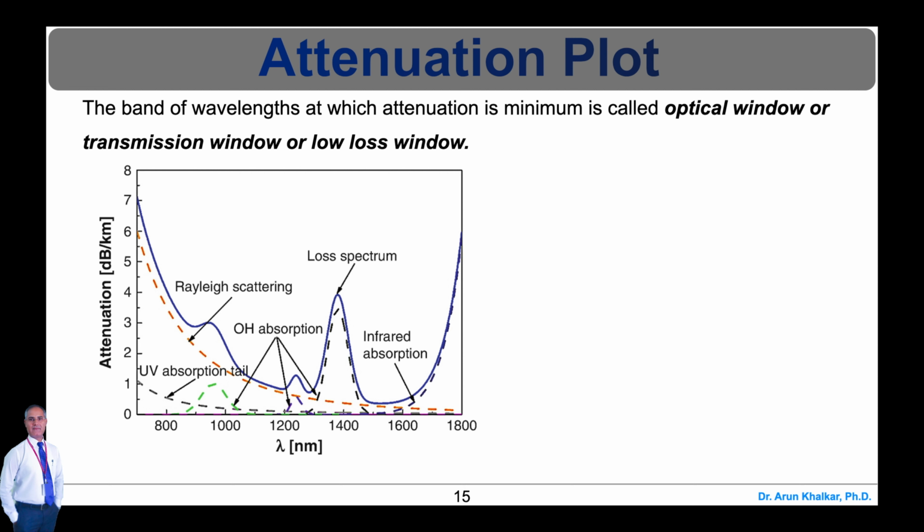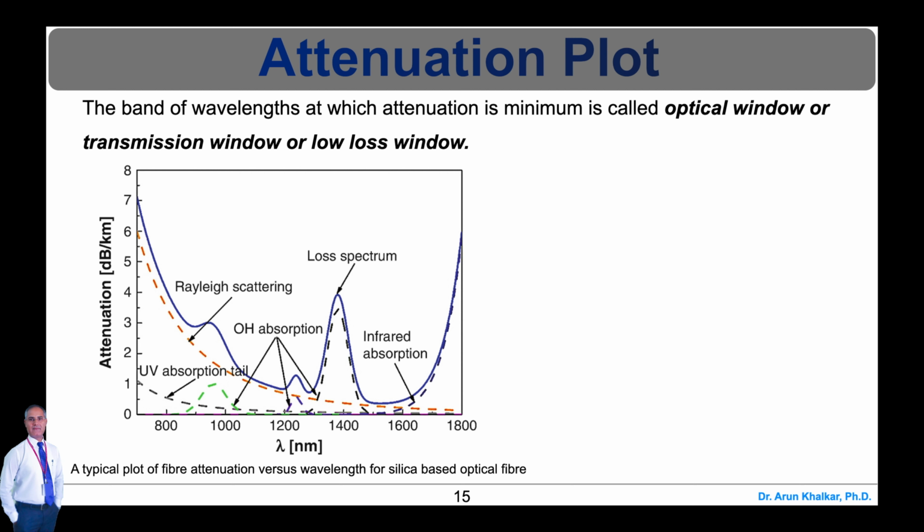It is seen from the attenuation curve that it has a minimum at around a particular band of optical wavelengths. The band of wavelengths at which attenuation is minimum is called the optical window or transmission window or low loss window. There are three principal windows. This corresponds to the wavelength regions in which attenuation is low and matched to the capability of the transmitter to generate light and the receiver to carry out detection.